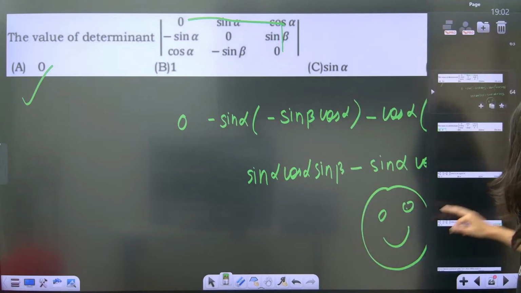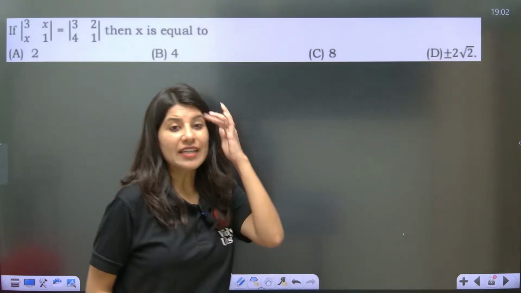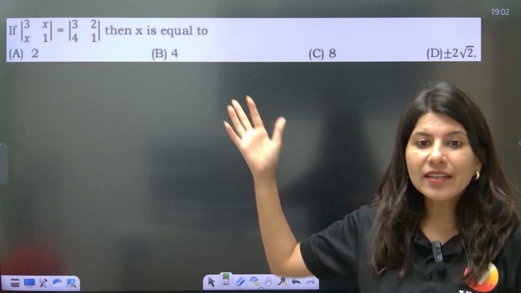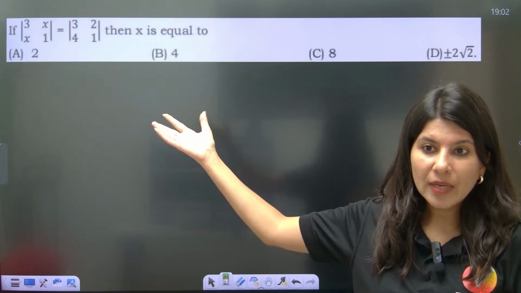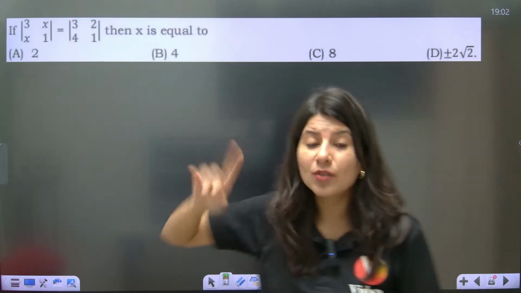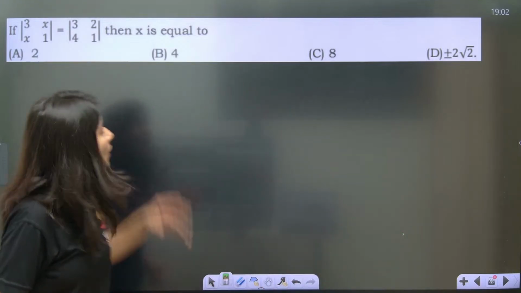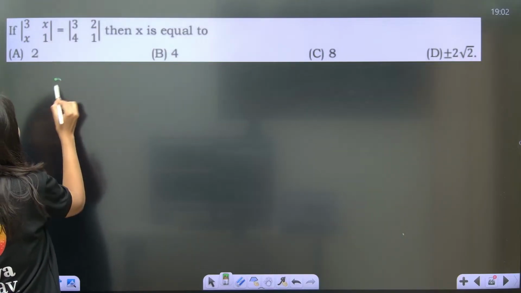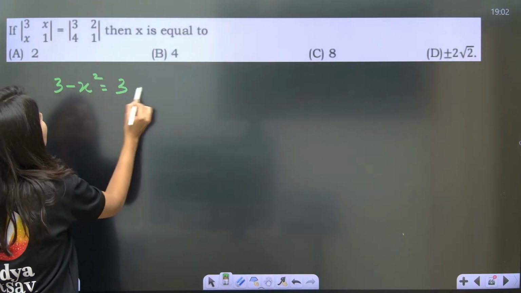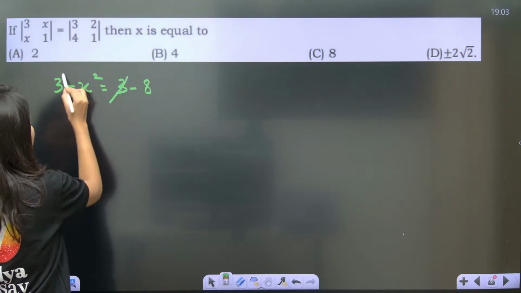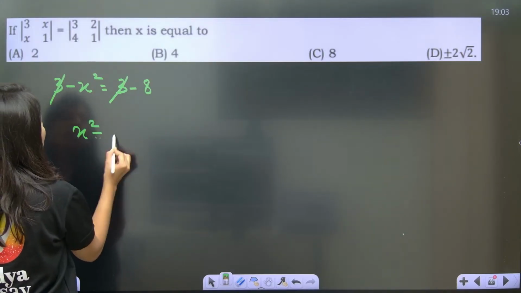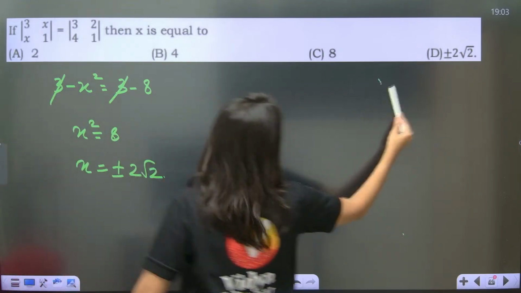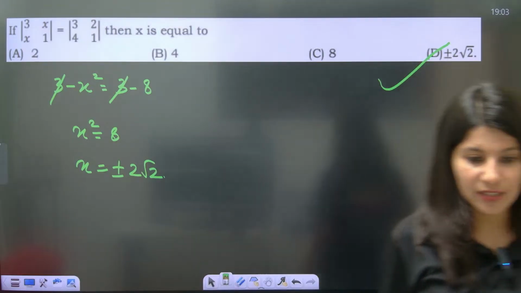All right, next question, wherein two determinants are equal. Now understand. It is not that your matrices are equal. No, this is a determinant. Now you cannot equate the corresponding elements. You just have to solve it. So 2 cross 2, 3 minus x square is equal to 3 minus 4 2s are 8. So 3 gone. x square is equal to 8. That means x is plus minus 2 root 2. Option D, absolutely right.